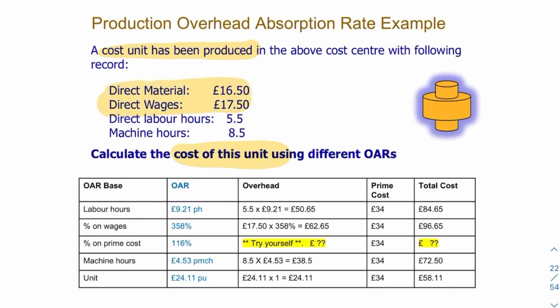Okay, so this is the prime cost. So it will cost £16.5 plus £17.5. It'll cost me £34. Okay, but that's only the prime cost. That's not the whole story. That's just the obvious bit. That's just the cost of the material and the wages.